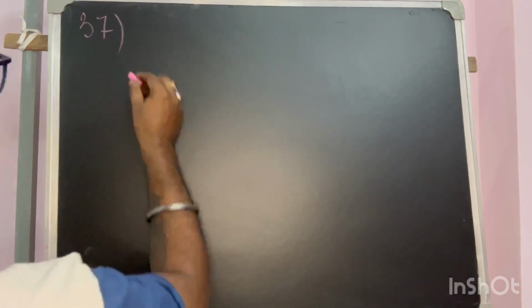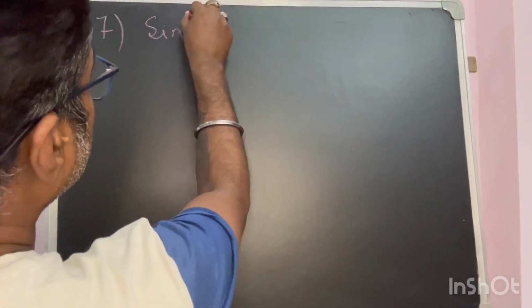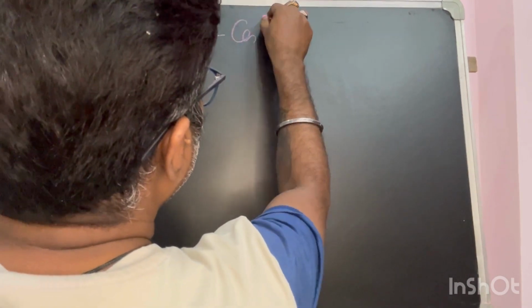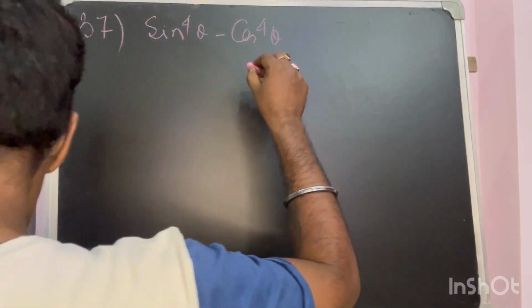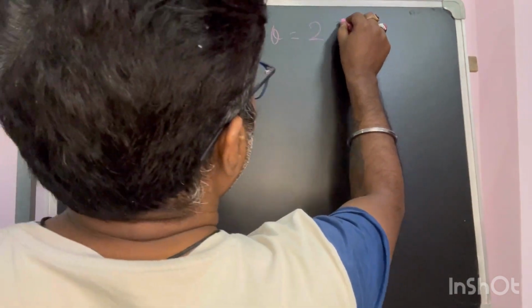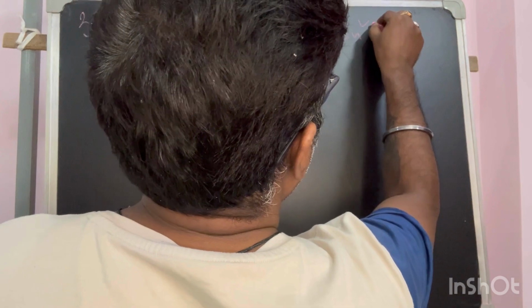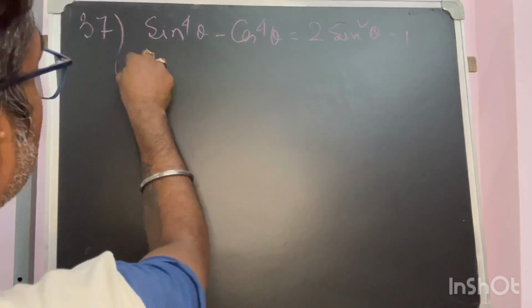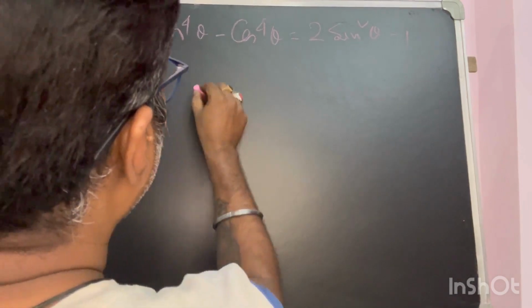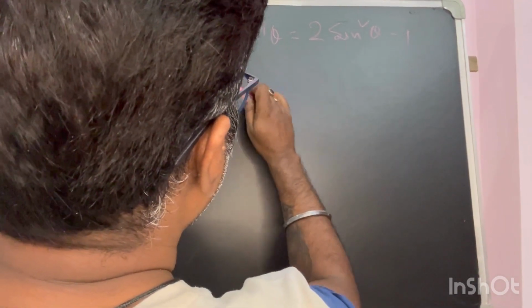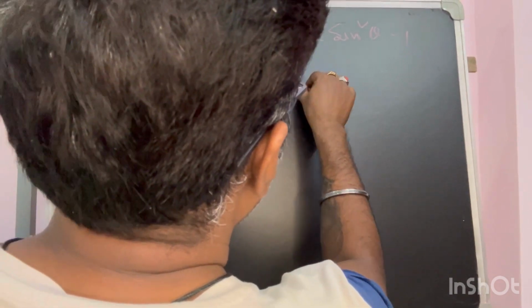It says you have to prove sine to the power 4 theta minus cos to the power 4 theta is equal to 2 sine square theta minus 1. So let me start with the left hand side. Sine to the power 4 theta minus cos to the power 4 theta.